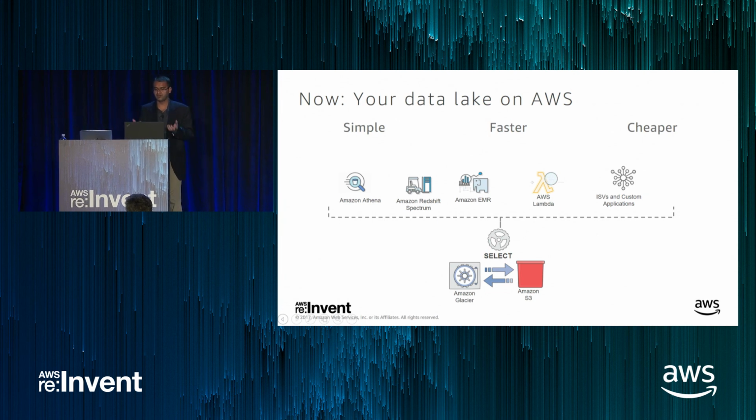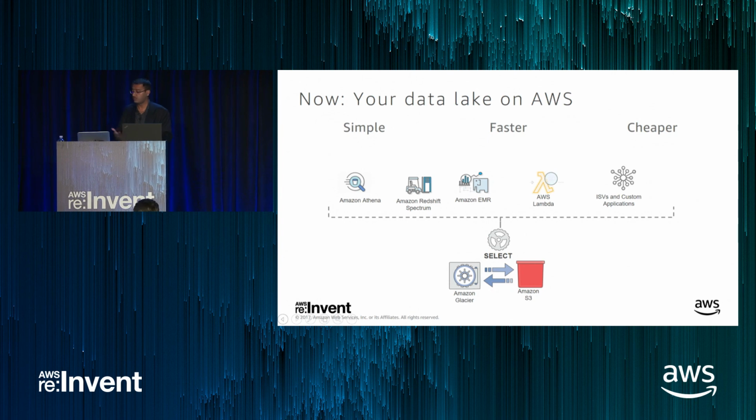AWS is making your data lake simpler, faster, and cheaper. With the announcements today of Amazon Glacier Select and S3 Select, you'll be able to use them with a lot more engines and applications. You can already use Athena, Redshift Spectrum, EMR, and Lambda with S3. But with S3 Select, it just becomes faster and cheaper. We're also seeing more and more of these engines integrating with Glacier Select over time. You'll also see third-party ISVs and custom applications build to leverage these features.